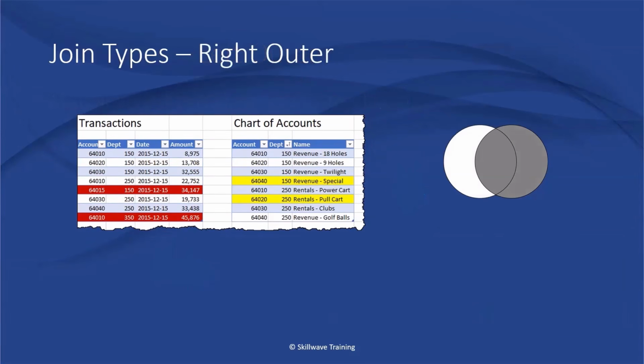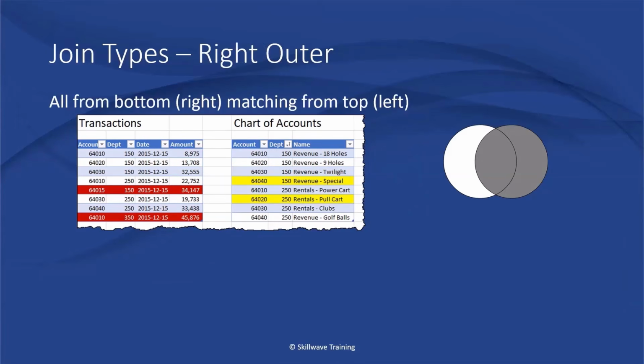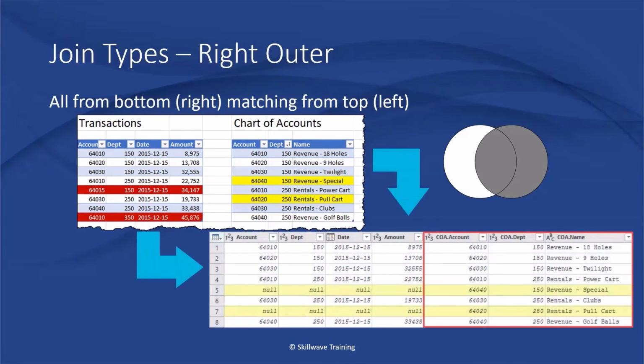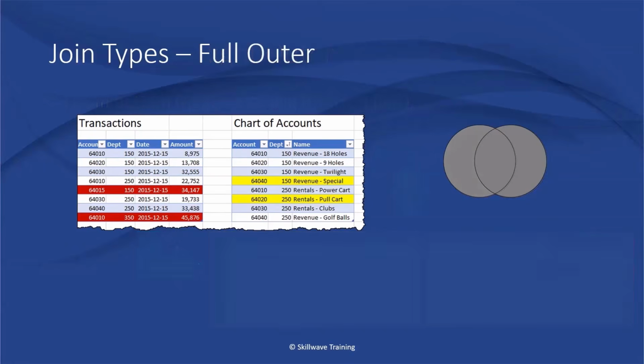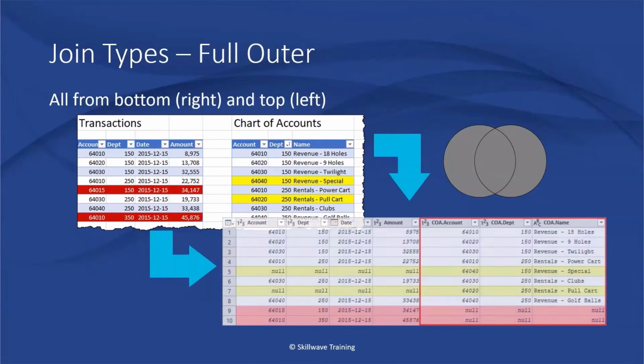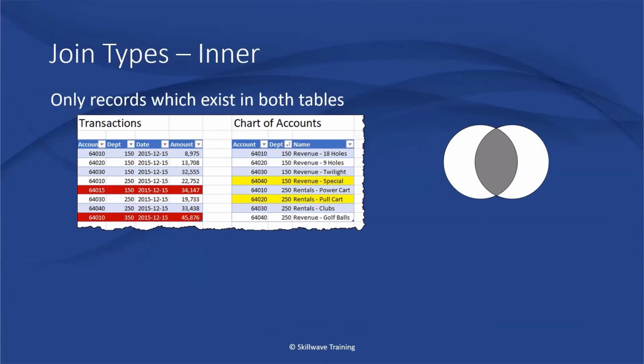The right outer join looks at things from the different way. It pulls back everything from the right-hand table and looks for the mismatches on the left-hand side. The full outer join actually pulls back everything from both tables, so you can actually see where the holes are in the data. So this is kind of useful because you can start seeing what's not matching up as well as what is. The inner join returns the matching records from both sides.